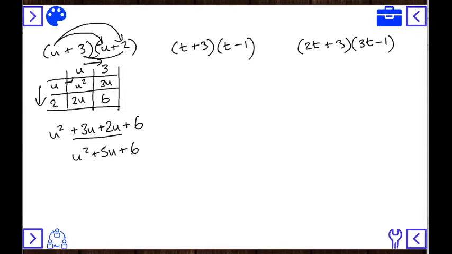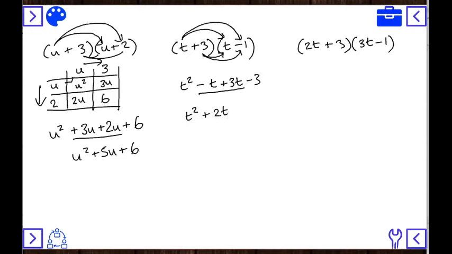Moving on to the next one, I'm going to use only the claw method with this. So I've got t times t and t times -1. So I'm going to break this up. I've got t squared and minus 1t. I'm then going to multiply 3 and t and 3 and -1. So everything in that second bracket is now being multiplied by the 3. So we've got 3t and then minus 3. Same thing again, I've got 2 terms that involve t, so the middle part can be simplified. So I've got t squared plus 2t and then minus 3.